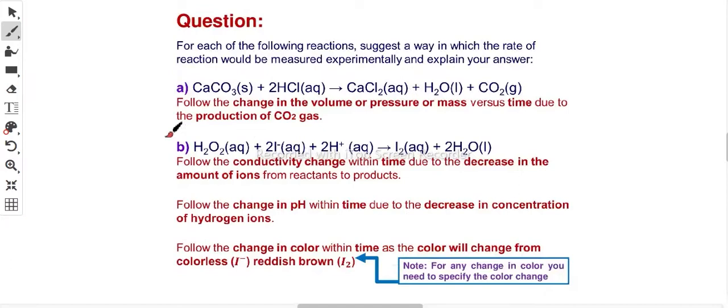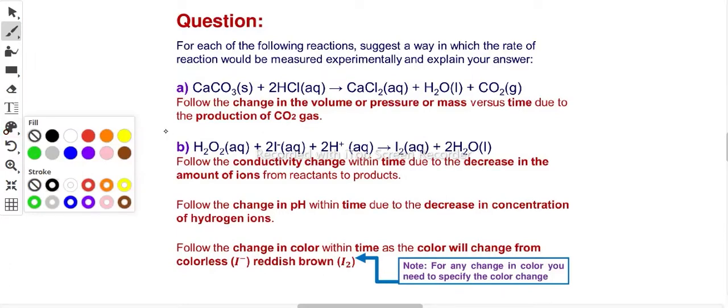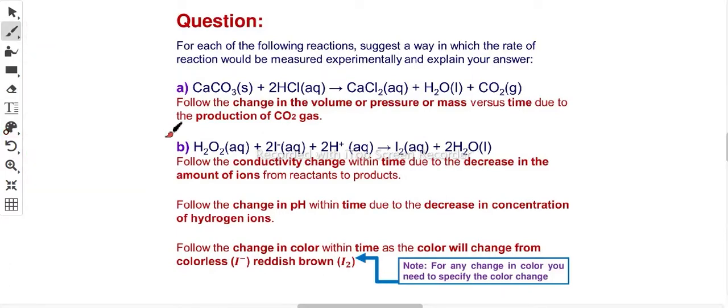For each of the following reactions, suggest a way in which the rate of reaction would be measured, followed, monitored experimentally, and explain your answer. So inside A, you're going to find that calcium carbonate and hydrochloric acid react to form calcium chloride, water, and carbon dioxide. I have here several methods that can be suitable.